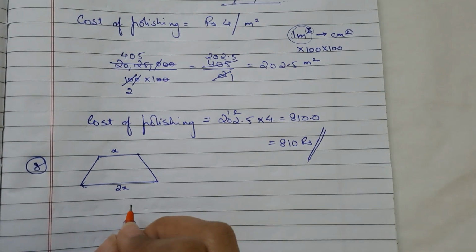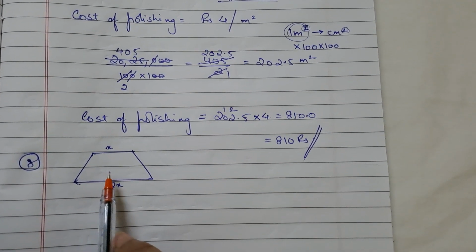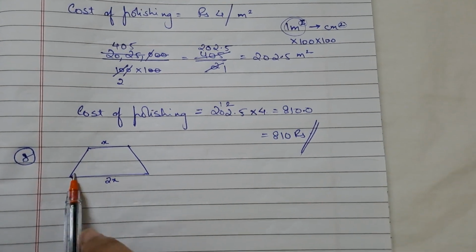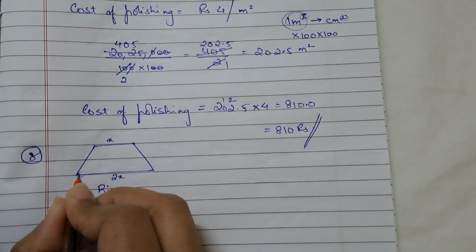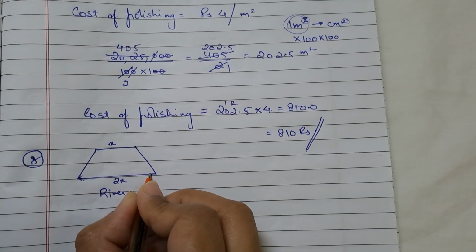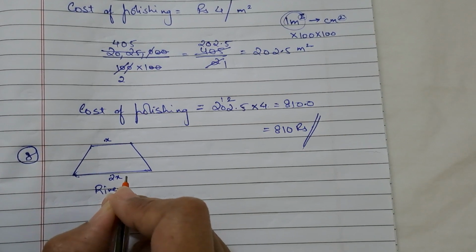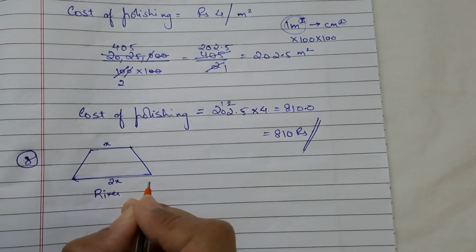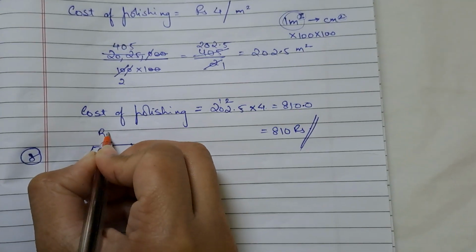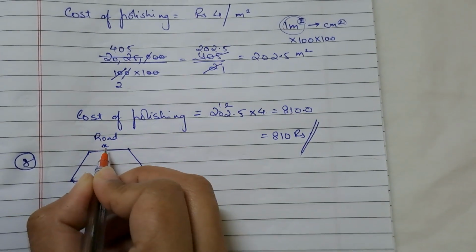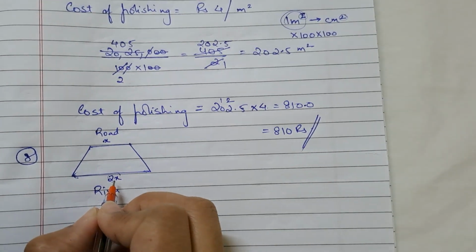So here it says its side along the river is parallel, this side it is river, and the river side is twice the side along the road. Along the road means this side is the road, here is the road that we have. So whatever is here, the river side will double is what they are saying.